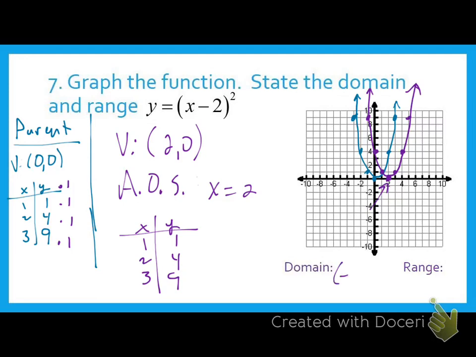The domain, negative infinity to positive infinity. The range, right? It opens up to positive infinity. So we can put that in first, which has to go on the right. And then it starts covering y values at 0. So it's 0, infinity. Okay? Hopefully that makes enough sense.